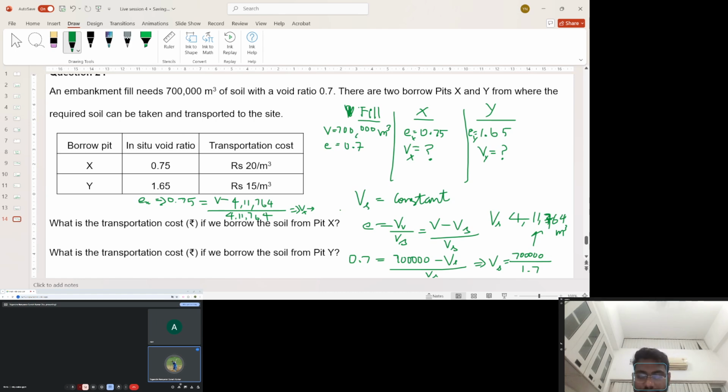So Vx will be 0.75 multiplied by 411,764, plus 411,764, which gives 720,587 meter cube. Similarly for Vy, what do you get?